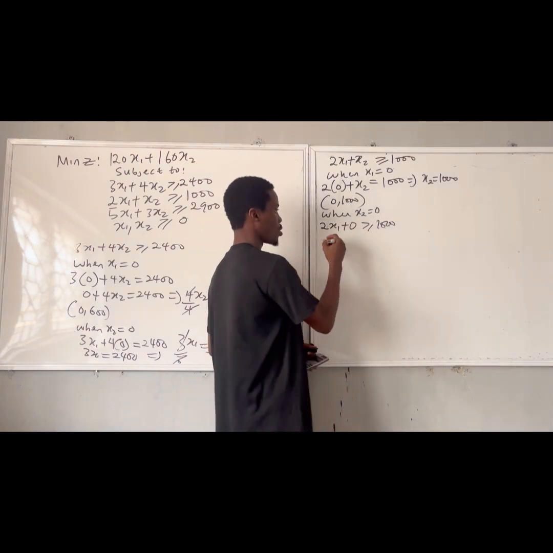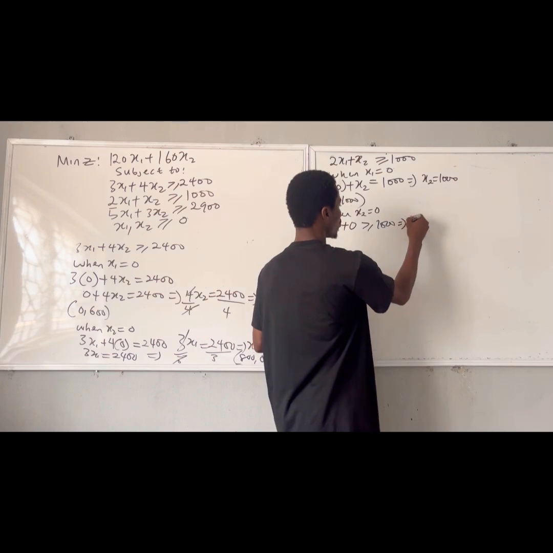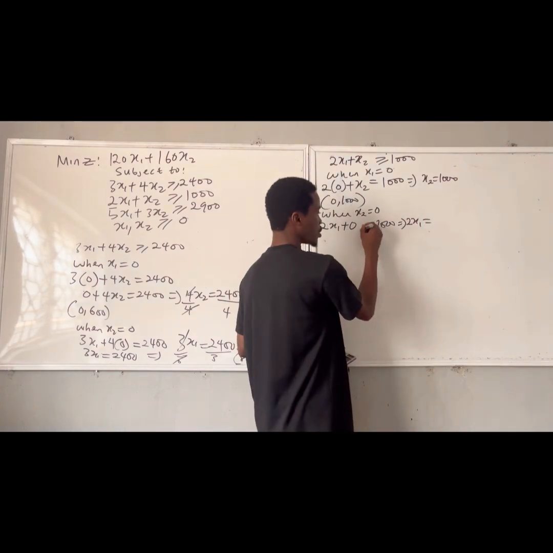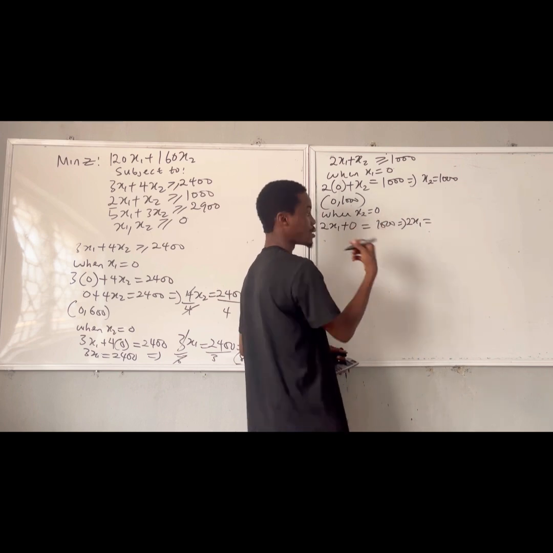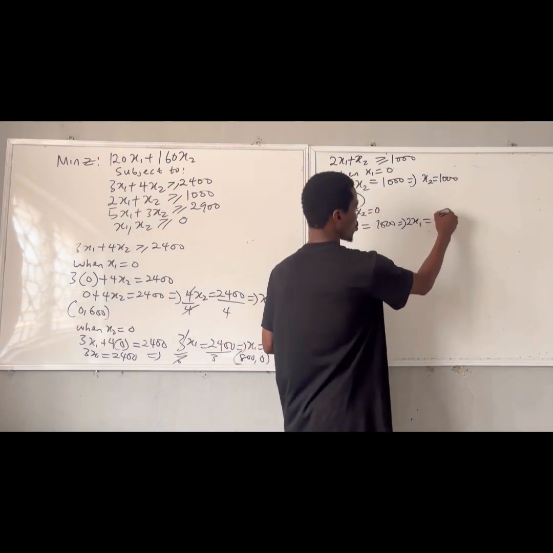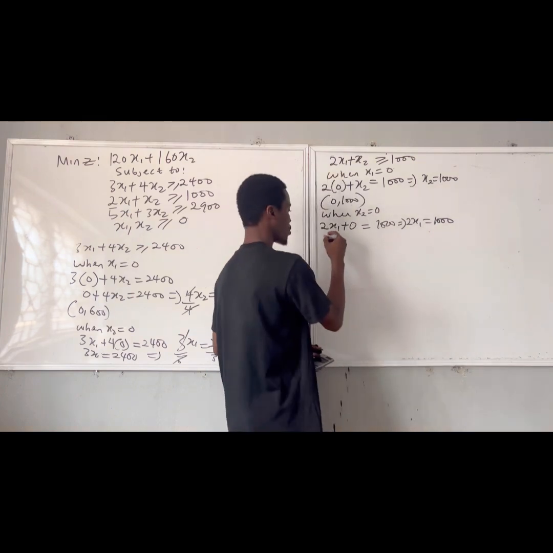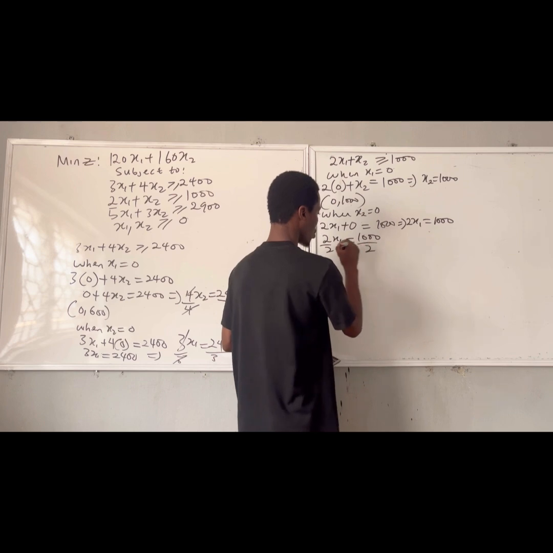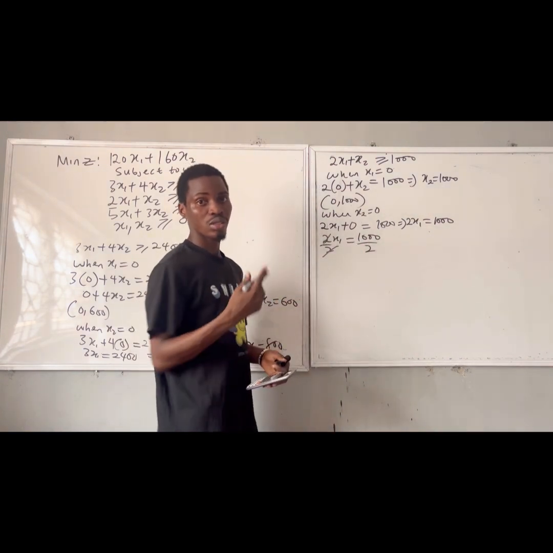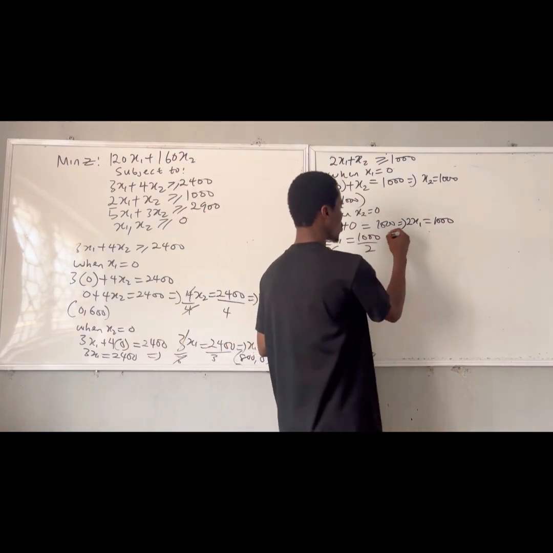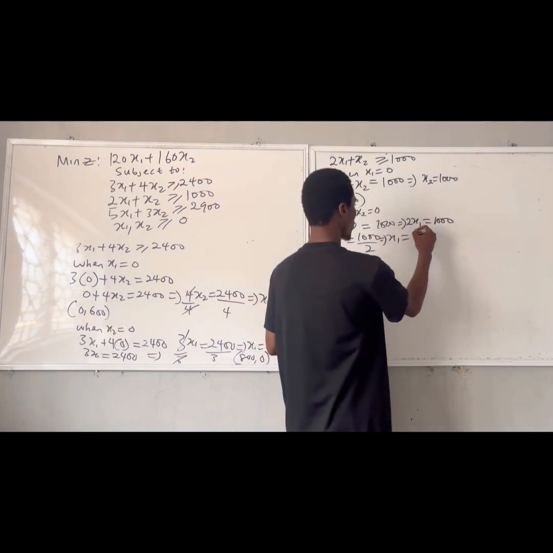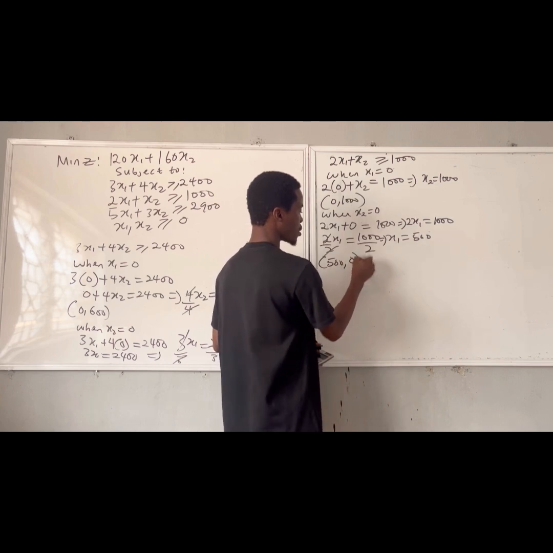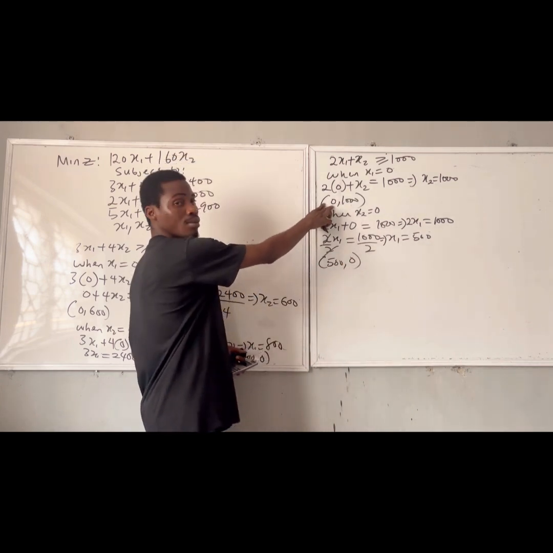So we're going to have 2x1 is equal to 1000. Remember, the inequality sign changes to equality because we equate x2 to 0. 2x1 is equal to 1000, so 2x1 over 2 is equal to 1000 over 2. If we divide 1000 by 2, we have 500. So x1 is equal to 500. That is, when x1 is 500, our x2 is 0. These are the coordinate points.